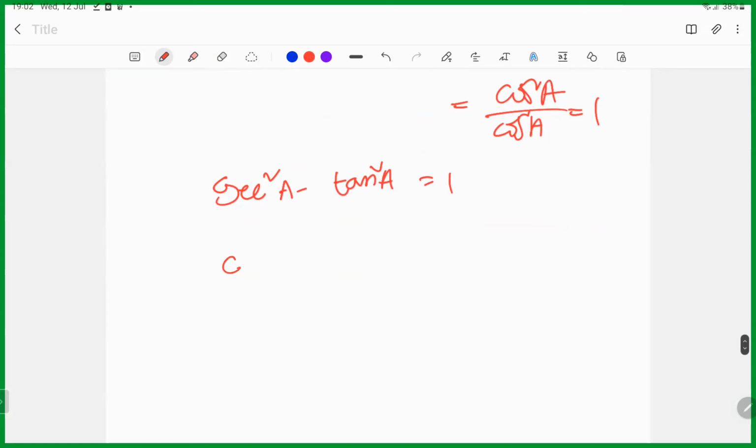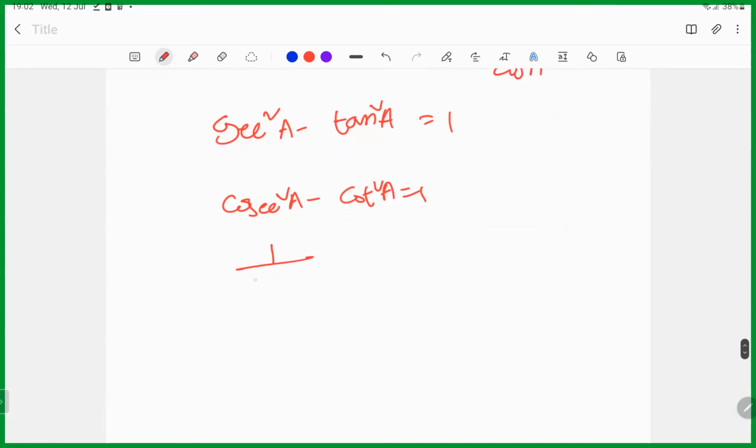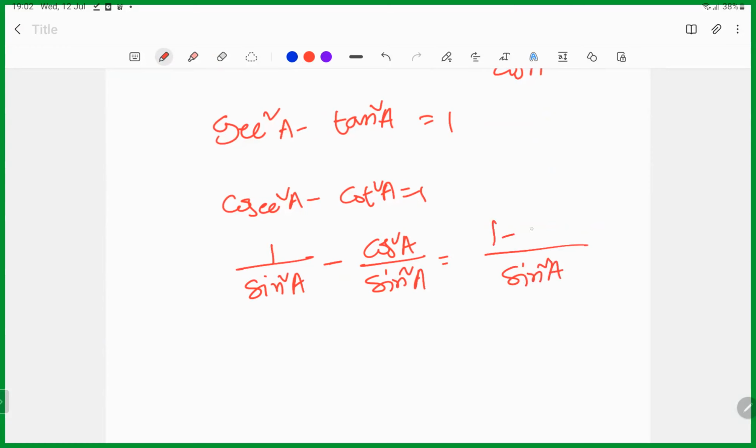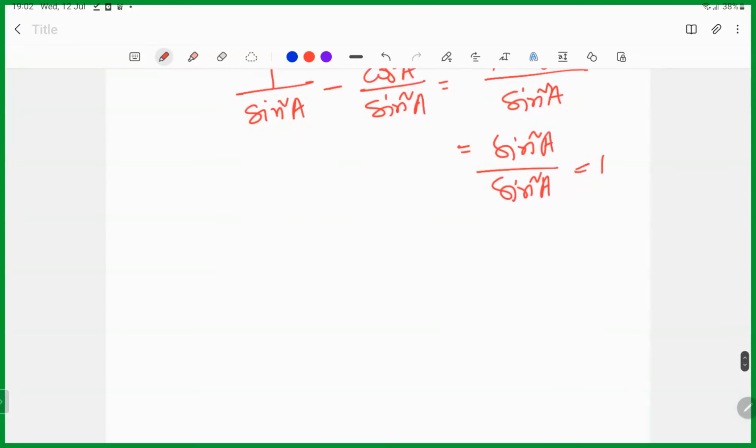Now cosecant square A minus cot square A equal to 1. What is cosecant square A? 1 by sin square A. Cot square A is cos square A by sin square A. So now 1 minus cos square A by sin square A. 1 minus cos square A is sin square A. Got it? So this is the one way of the proof.